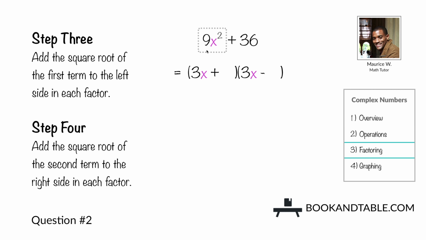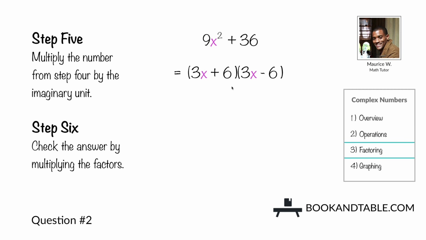And that would give us the square root of 9, which is 3, and the square root of x squared, which is x. So 3x is the first term in each factor. Now step 4, we go to the second term, 36, and we add the square root of 36 to the right side in each factor. And the square root of 36 is equal to 6. And now step 5, we multiply the number from step 4, which was 6, by the imaginary unit i. So we see 9x squared plus 36 can be factored into 3x plus 6i times 3x minus 6i.